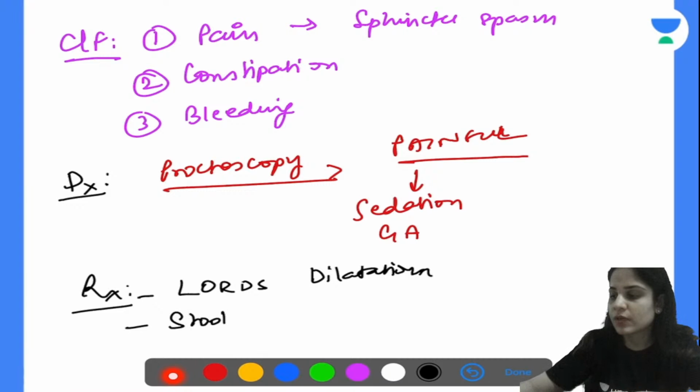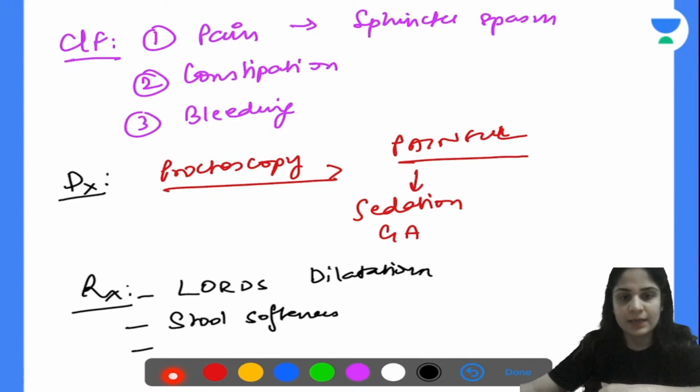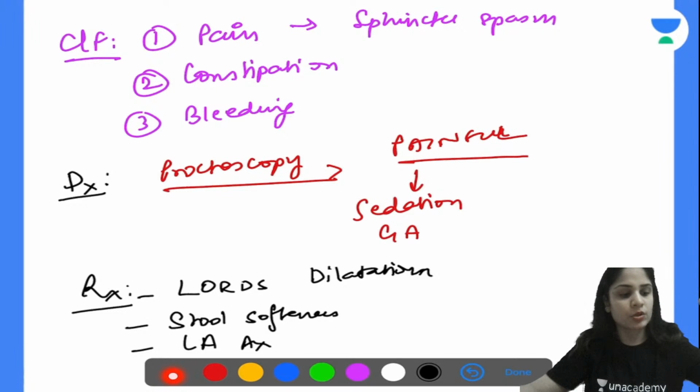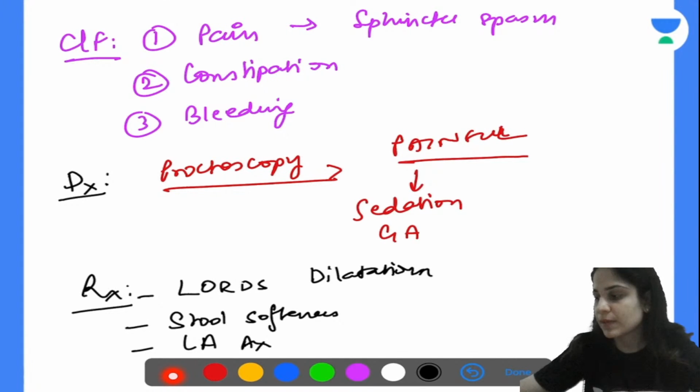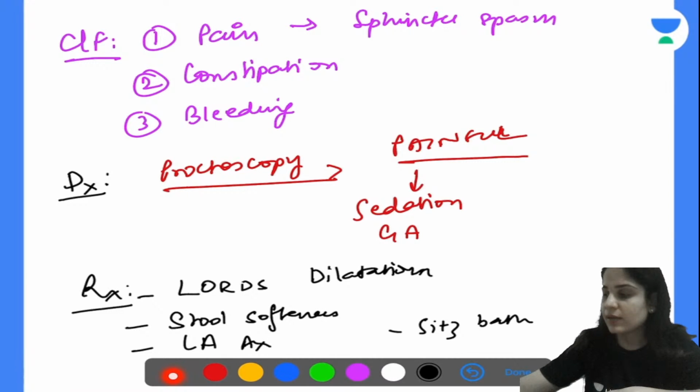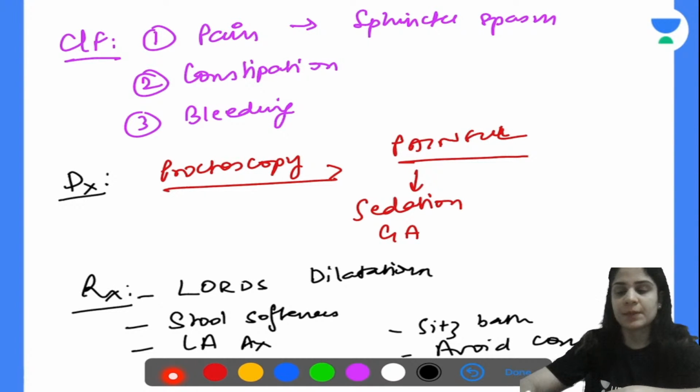Of course, you can give stool softeners to the patient so that the stool passes easily. Then you can give a local anesthetic agent, so that just before the patient passes stools, you ask him to put the local anesthetic inside. All right. Next is sitz bath. Sitz bath is used for nearly all the rectal and anal canal problems. Okay, and you should avoid constipation, so having a high fiber diet will help.